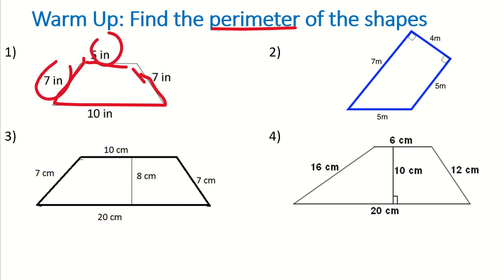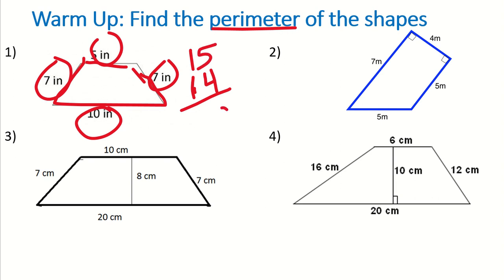So you would do 5 plus 7 plus 10 plus 7, right? What would that be? Well, 5 plus 10 is 15 plus 14. 15 plus 14 is 29. So the perimeter of trapezoid number 1 is 29 inches. And this is what you would do for every single one.